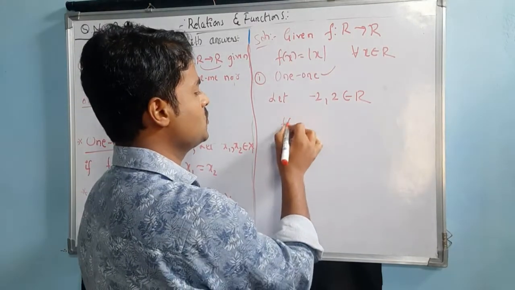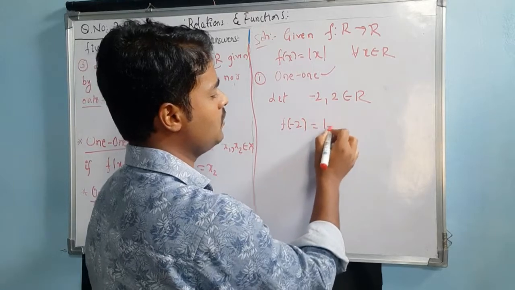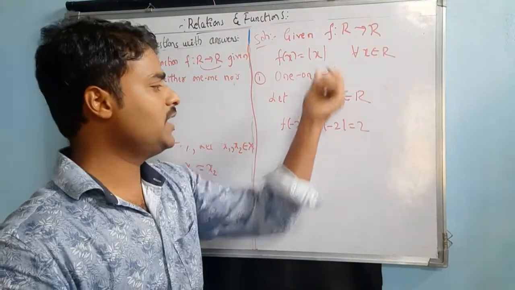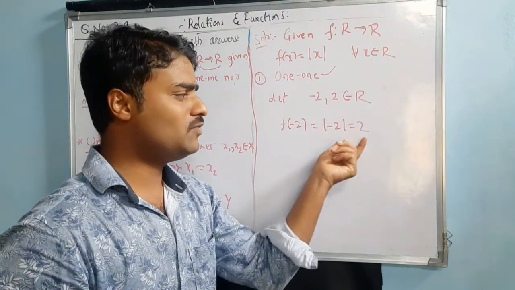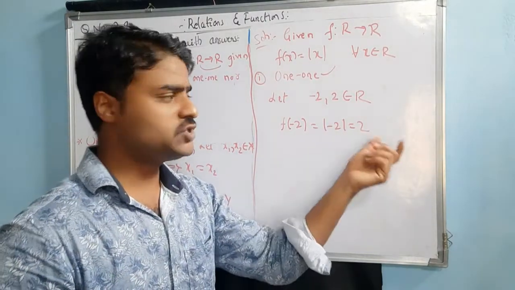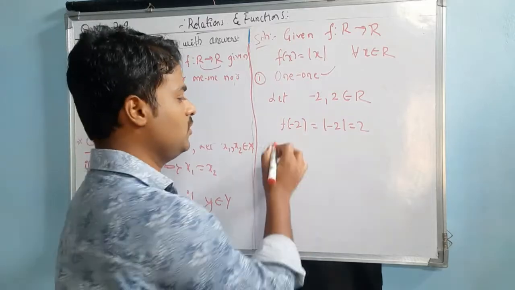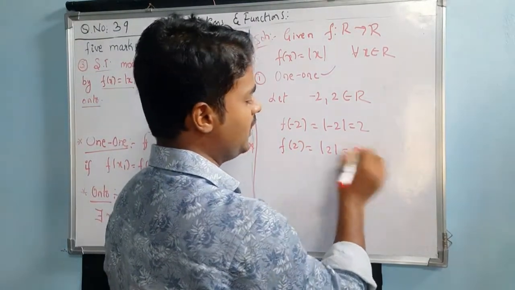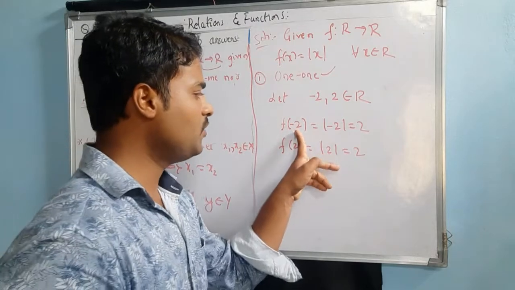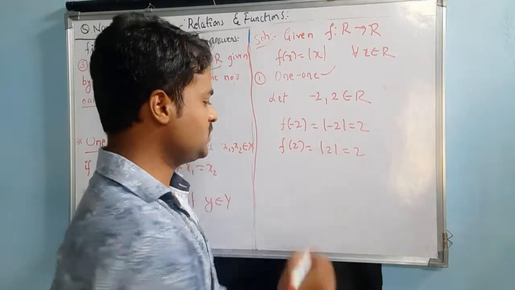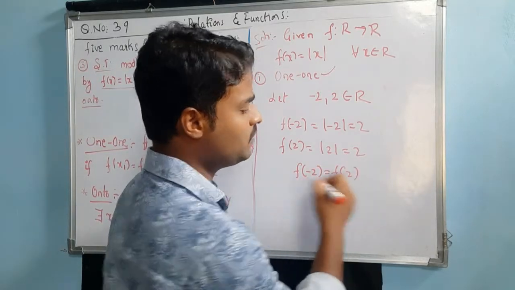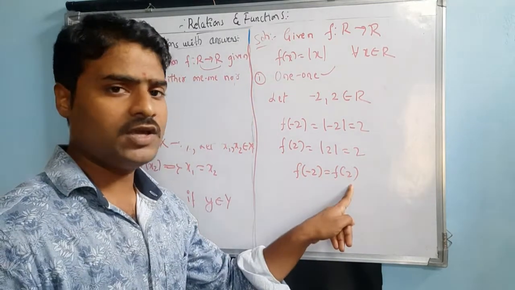So f of minus 2 is nothing but mod of minus 2, which is nothing but 2. It is a positive function, so you will get the positive value. Similarly f of 2 is again 2. So see here, f of minus 2 is the same as f of 2. What can we say? f of minus 2 equal to f of 2.